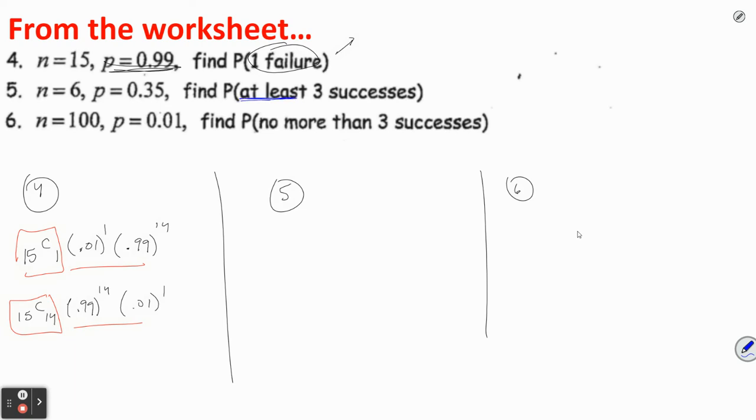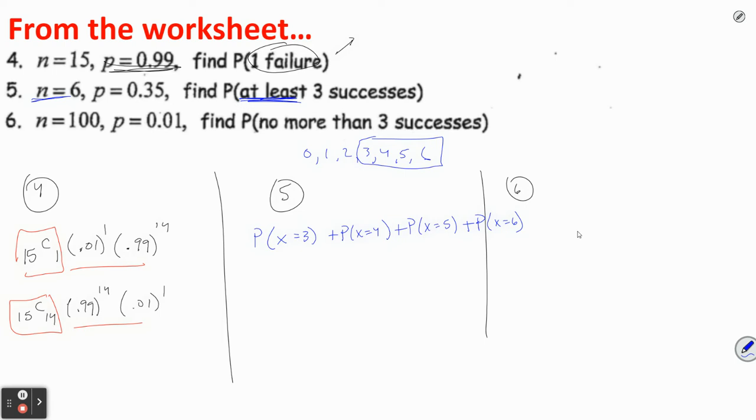Now, at least 3 successes when we have n equals 6 trials. Here's the problem. This is probability of at least 3. So 3 works, 4 works, 5 works, and 6 works. So now we're getting right back into, that's all at least, right? 3, 4, 5, 6. If we're going 0, 1, 2, 3, 4, 5, 6, these are all my at least sixes.